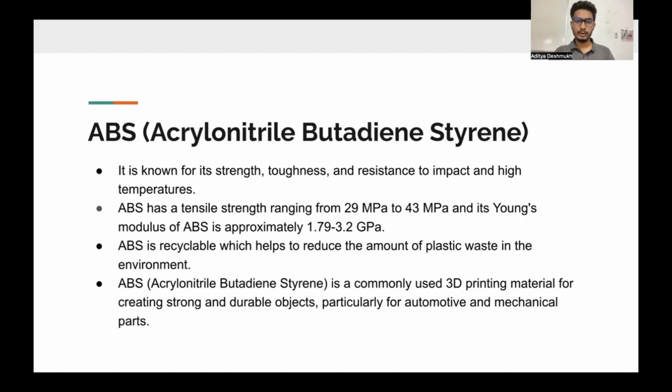ABS is a popular choice in 3D printing because it is easy to use and produces high quality prints. It has a low melting temperature, which means it requires less energy to melt and form into 3D objects. Additionally, ABS is available in a wide variety of colors, which makes it a versatile option for 3D printing. So next is PET.